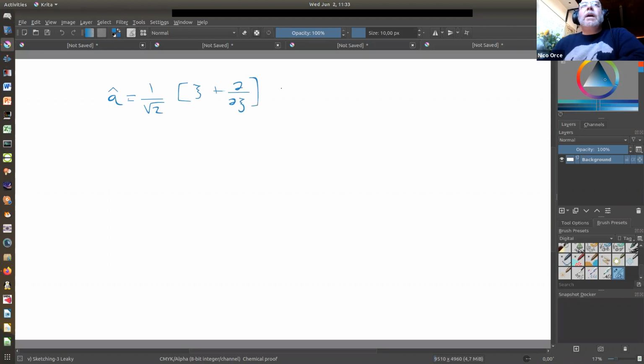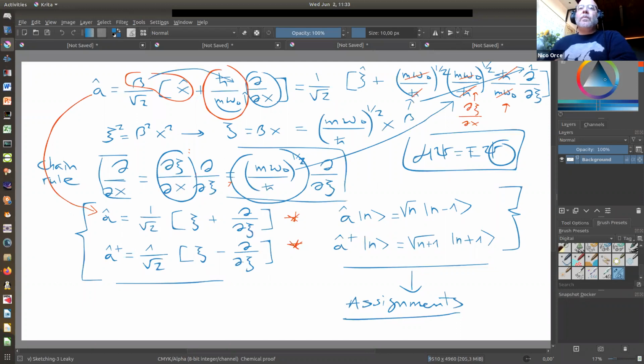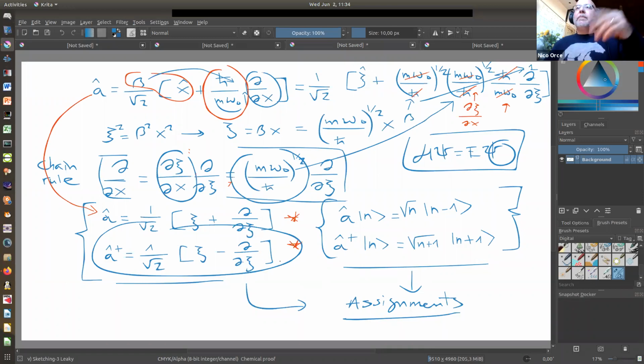And we also have the raising operator or creation operator, A dagger, which is equal to 1 over the square root of 2 times psi minus the partial derivative with respect to psi. This we haven't done, and I want you to do it also. There are a lot of calculations that you need to do. I want you to get the A dagger as well, another assignment. The more we calculate, the better.